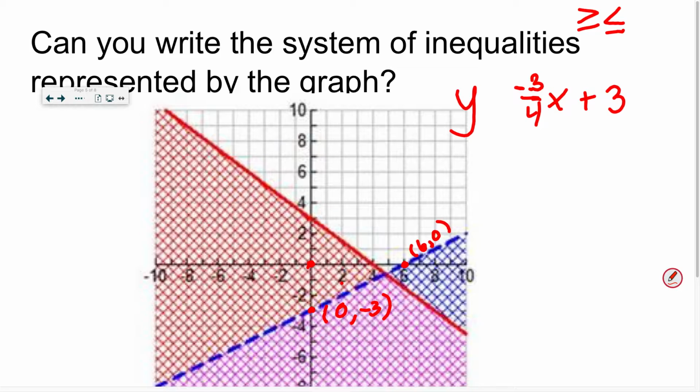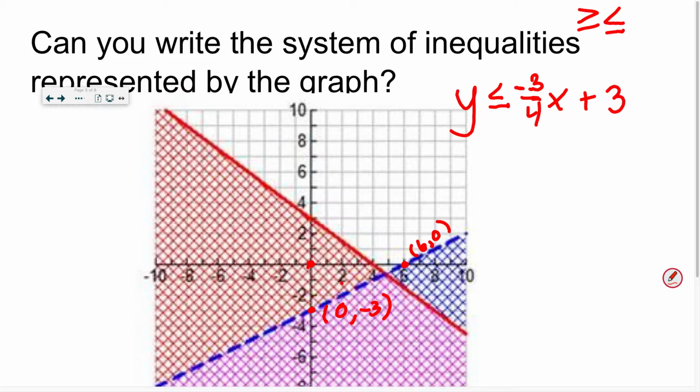That's in our solution. So when x is 0 and y is 0, we have 0, then the symbol, and then 3. Which one of these makes this a true statement? Is 0 less than or equal to 3, or is 0 greater than or equal to 3? Less than or equal. 0 is less than or equal to 3. So there's the red inequality.